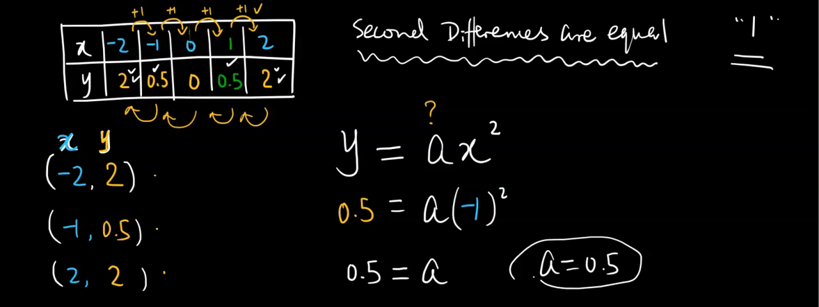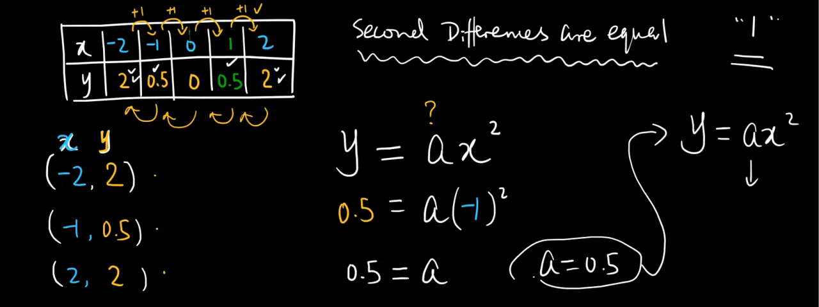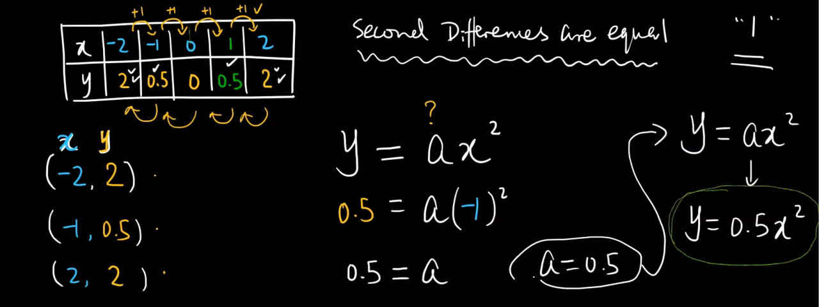Once you got A, we're almost done. We can start to write the function rule. The function rule says this. This is my form: y equals ax squared. You just found out A. You see, y is 0.5 x squared. Now, it's time to put our solution, the final answer, in the long bubble.